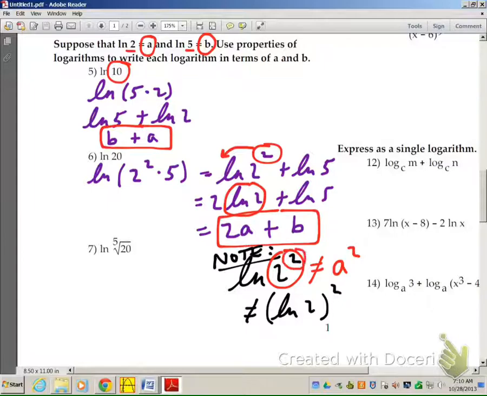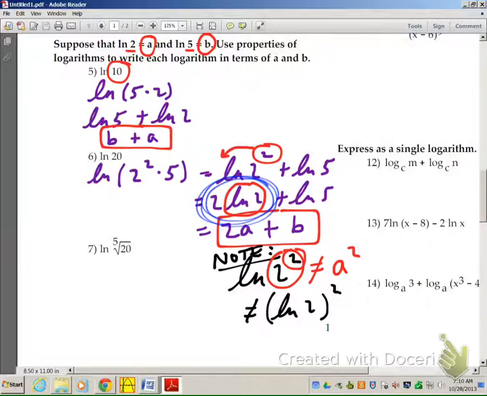And so when you see an exponent above the argument or in the argument, you're going to bring the exponent out in front of the ln, and then this is the way we did it up here. Okay, the way we did it right there. Understand? So bring the exponent out in front. Then you can substitute the a for the ln of 2, and everybody's happy. Okay? Let's take a look at number 7.